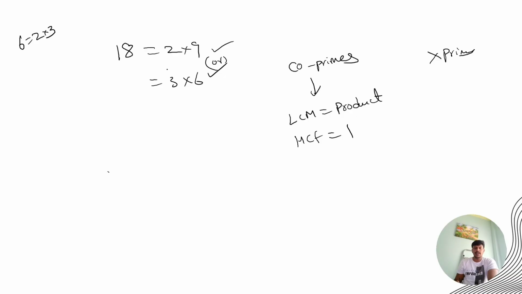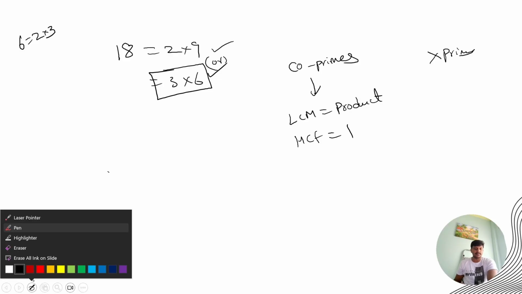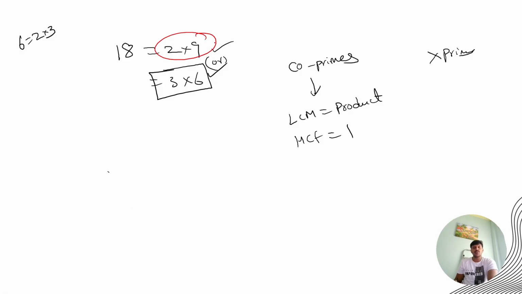Now in these two, if you find the LCM of 3 and 6, you are going to get 6, which is not the product. But the LCM of 2 and 9 is 18, which is the product of the numbers. And if you find the HCF, you are going to have only 1. That's why you have to check the rules of 2 and 9. If a number satisfies both the rules of 2 and 9, then only that number is divisible by 18. Okay, let's go. Next one.